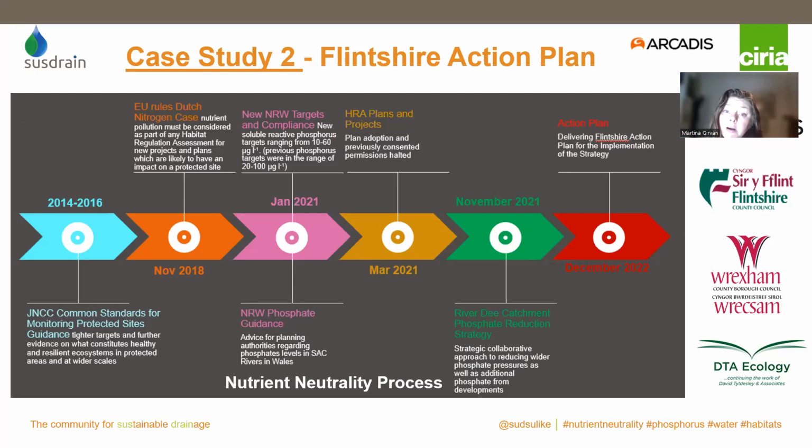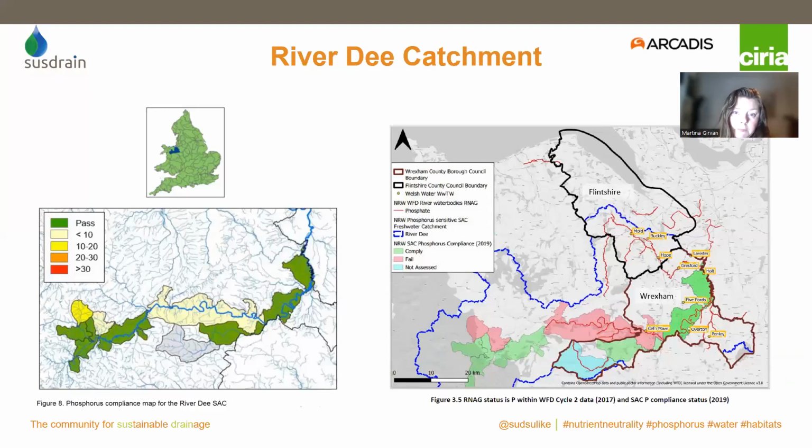So Flintshire initially was our client who approached us, but then requested that we also work with their neighbouring County Borough Council, which is Wrexham, and we were also going to work with some of their existing consultants on that. So the catchment that we're discussing is the River Dee catchment. And as you can see, there are exceedances or failures in that catchment, and there are some areas where there is not yet sufficient information.